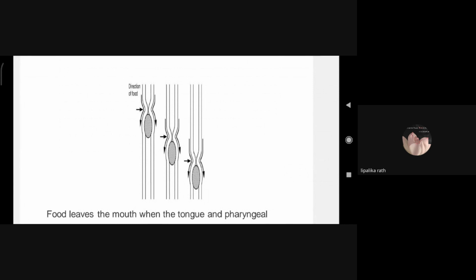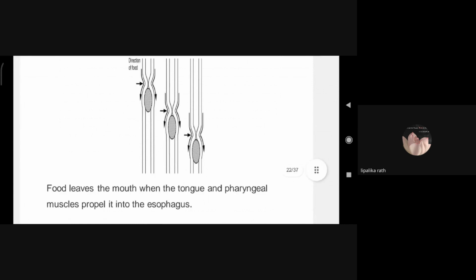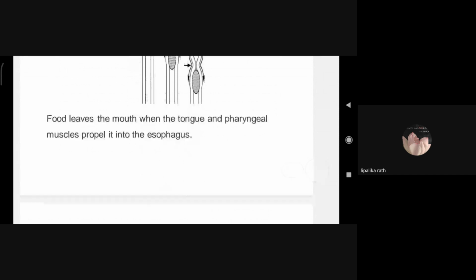Next, food leaves the mouth when the tongue and pharyngeal muscles propel it into the esophagus. Swallowing is an important function of the tongue. So with the help of the tongue and pharyngeal muscles, I hope you remember what the pharynx is, right?